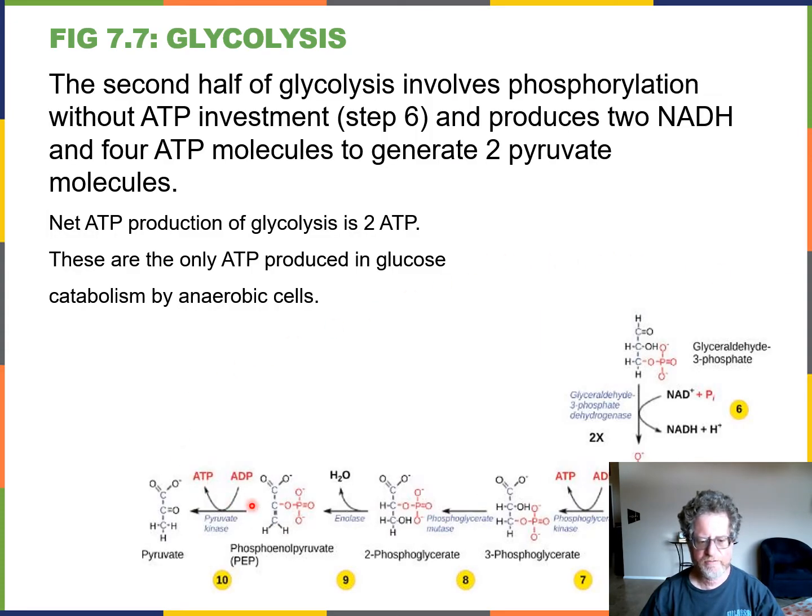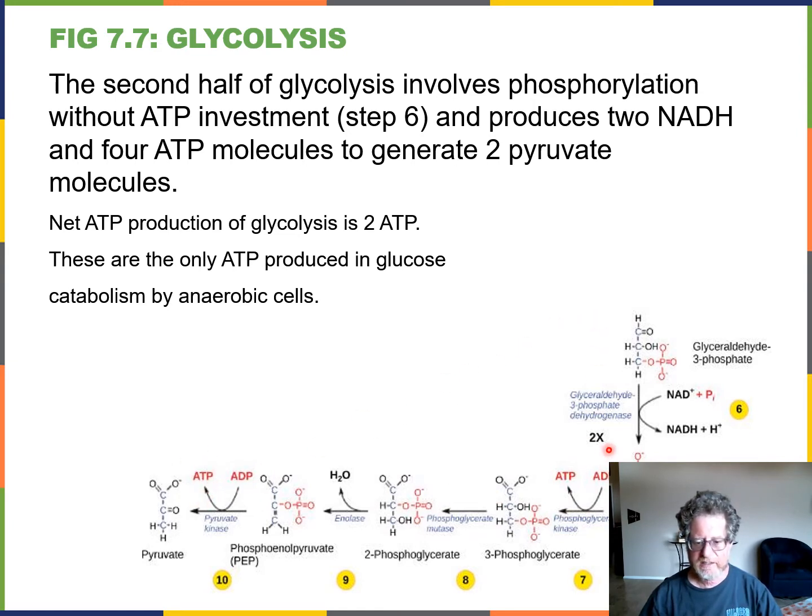Okay, the second 5 reactions of glycolysis. You can see in these second 5 reactions that some NADH is generated. So reaction number 6 is an exergonic reaction. Here, I'll take myself away so you can see it. Reaction number 6 is an exergonic reaction where NADH is generated. So that's an endergonic reaction that's being powered by the conversion of glyceraldehyde 3-phosphate to 1,3-bisphosphoglycerate. ATP is generated here, ATP is generated here.